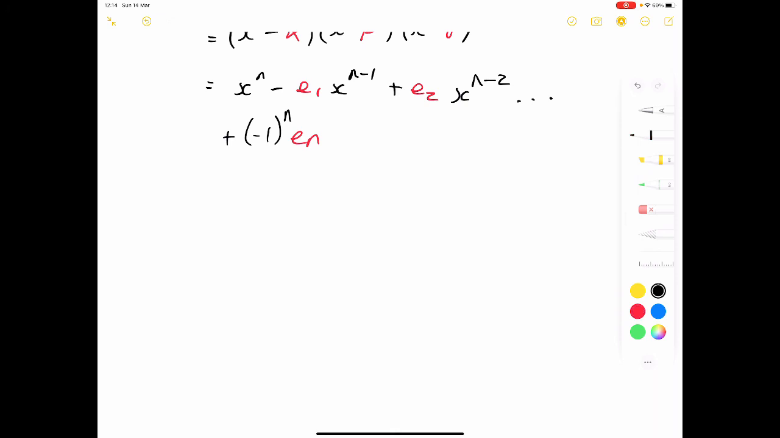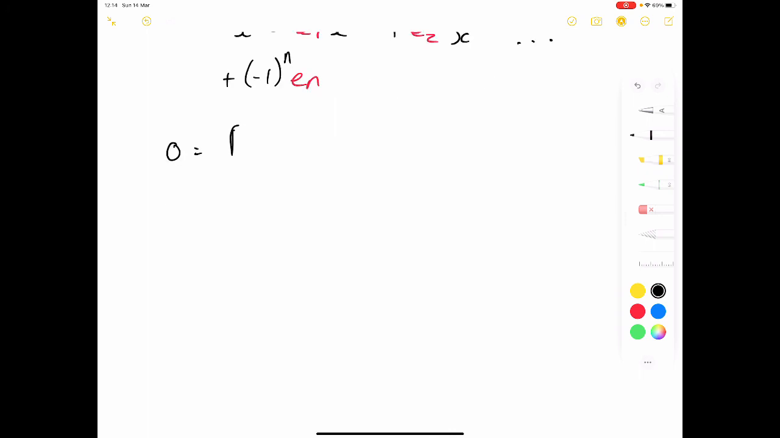So I can say that 0 equals the sum of Pn minus E1 Pn minus 1 plus all the way to plus minus 1 to the n times En times n. And that's what they sum to.